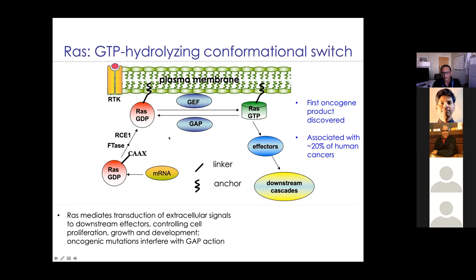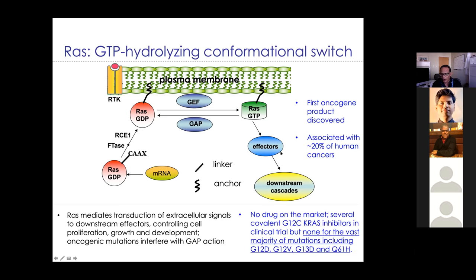And usually these signals involve cell proliferation, growth, development, and so forth. So RAS is really a control for those pathways. It's an oncogene, one of the first to be discovered. And it has been well characterized and well known to be associated with about 20% of all human cancer.